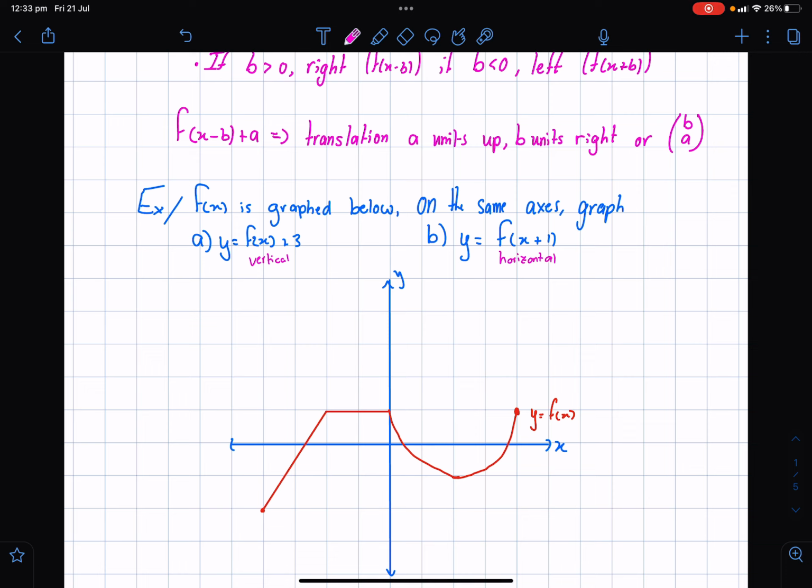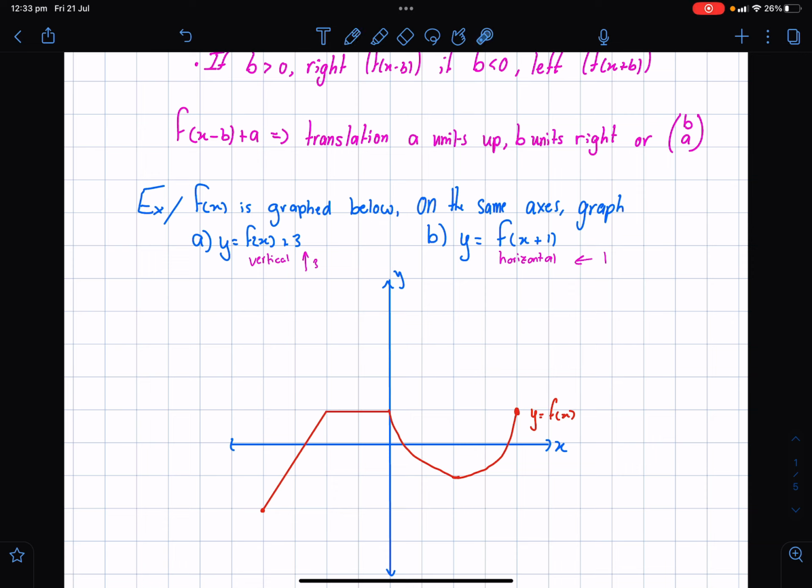Okay. Now for part A, it's plus 3. So that means we're going up 3 units. And because we have a plus in here, I know it's actually moving to the left 1 unit. So it's actually going to the negative direction. All right, let's have a look at graphing A. And I'm going to use pink for this one.